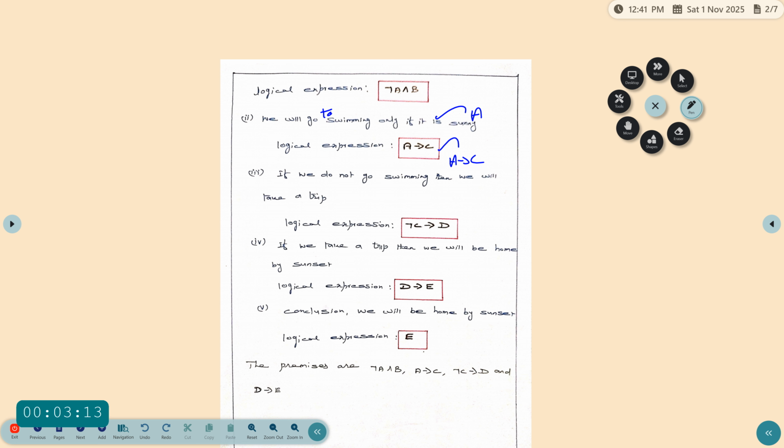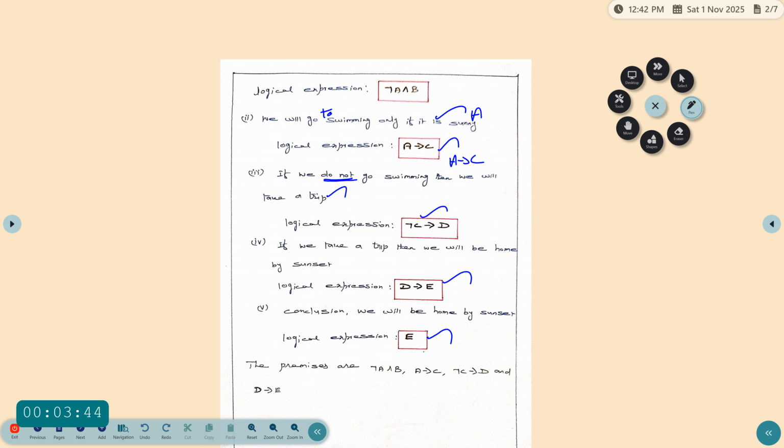The third one: if we do not go swimming, then we will take a trip. What is the logical expression? This is the negation part, so negation C implies D is the third one. The fourth one: if we take a trip, then we will be home by sunset. The logical expression is D implies E. The last conclusion, we will be home by sunset, is E.